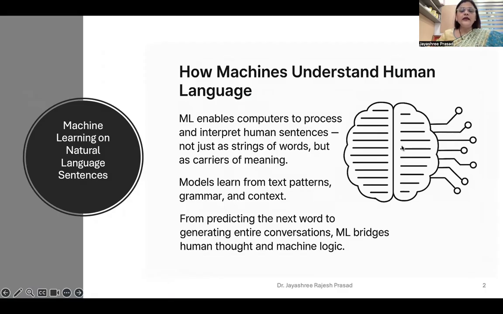So, here is how machines actually learn to understand language. It all starts with a simple sentence, say, "I love this product." The system first breaks it down through tokenization, which simply means splitting the text into smaller pieces like words or phrases. Next, in feature extraction, the machine looks for patterns, maybe certain words, emotions, or even punctuation marks that carry meaning.